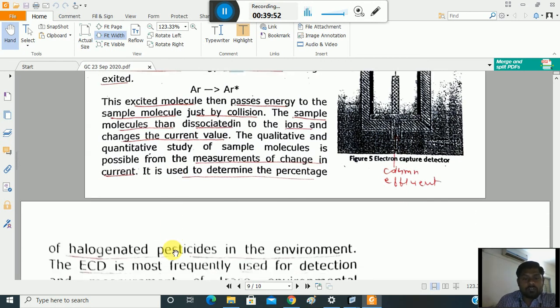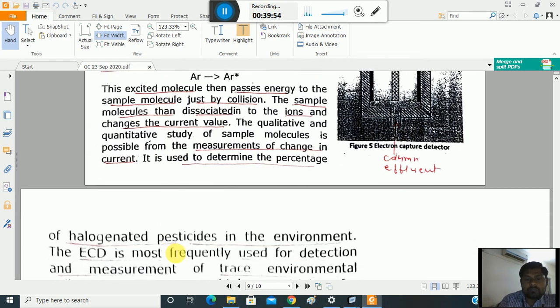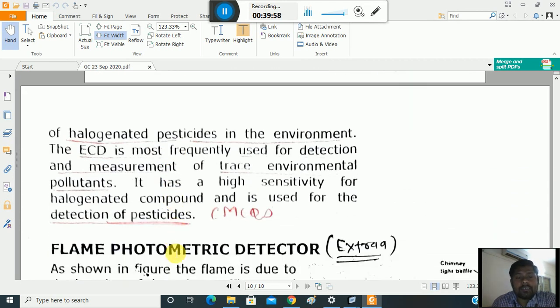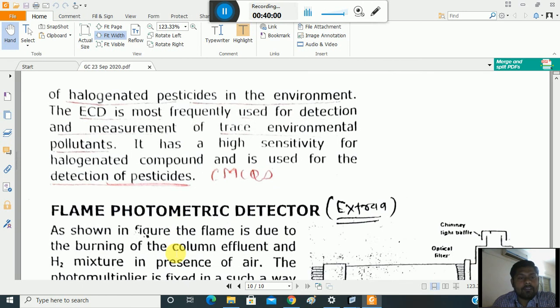Where it is used, most important MCQ: used to determine the percentage of halogenated pesticide in the environment. ECD is most frequently used for detection and measurement of trace environmental pollutants. It is used for detection of pesticides.